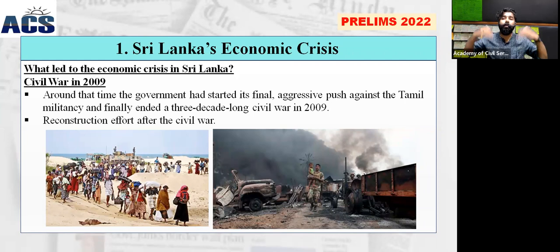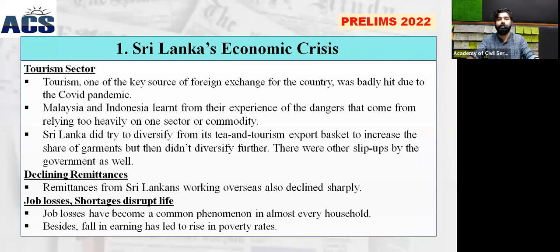They have to rework their economy. They have to re-establish a good society. They have to address the civil war challenges and their security challenges in these areas in 2009. This is what happened in Sri Lanka.